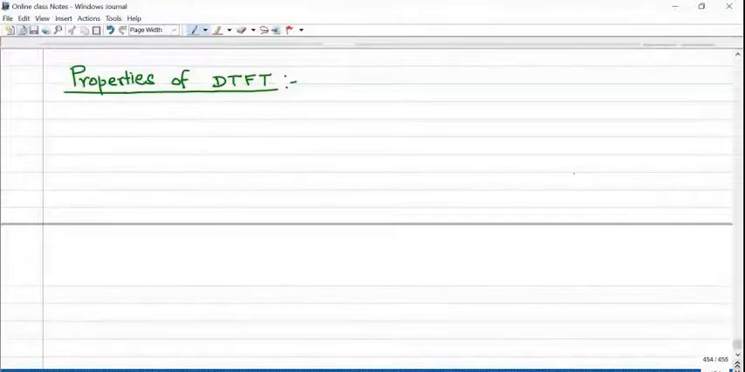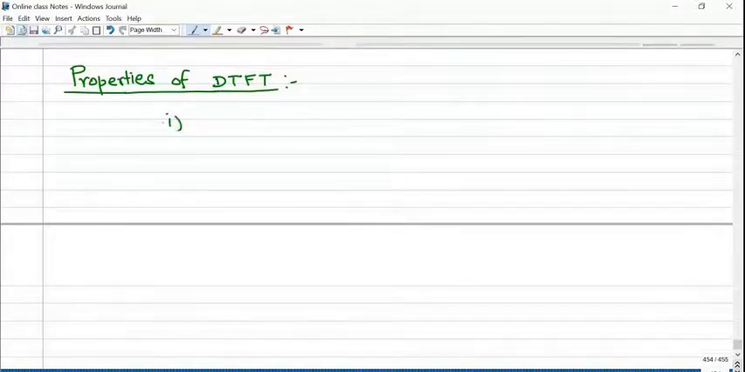Okay. So in the previous classes, we have solved the DTFT formula, some basic problems and some advanced level problems using DTFT. In today's class, I'll try to complete this DTFT topic, and I'll list out the properties of DTFT, followed by some problems.